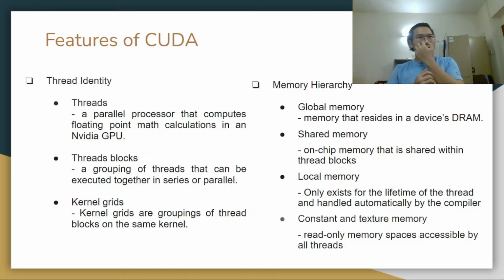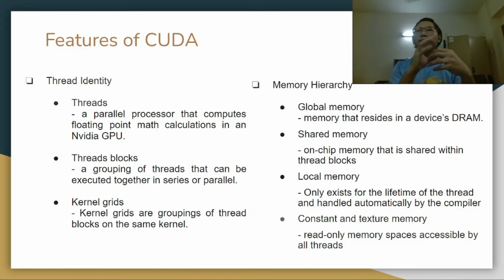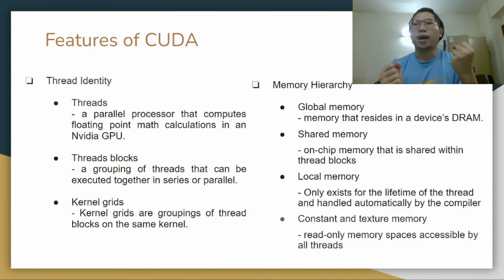For other features such as memory hierarchy, we have global memory, that is memory that resides in the device DRAM, and shared memory is on-chip memory that is shared within thread blocks. Local memory only exists for the lifetime of the thread and is handled automatically by the compiler itself. Constant and texture memory are read-only memory spaces that are accessible by all of the threads.